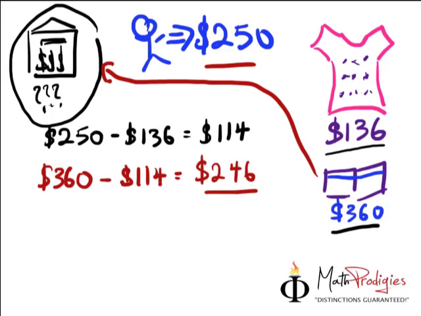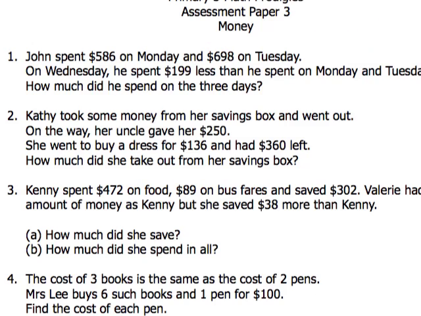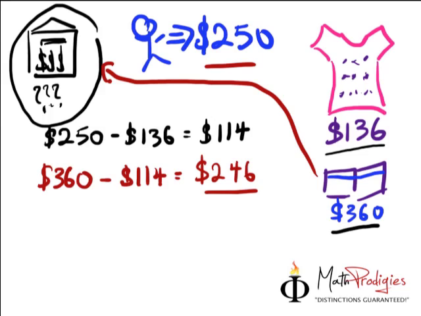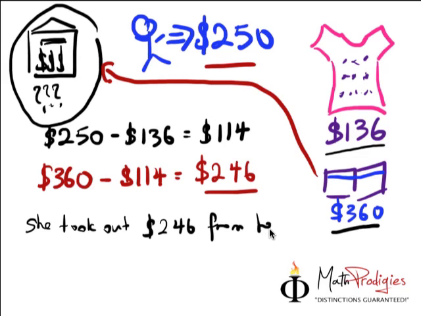Don't forget, please remember to write down your statement. How much money did she take out from her savings box? She took out, I'm going to write down for you, $246 from her savings box. Voila. And again, like I said, all these questions are pretty simple.